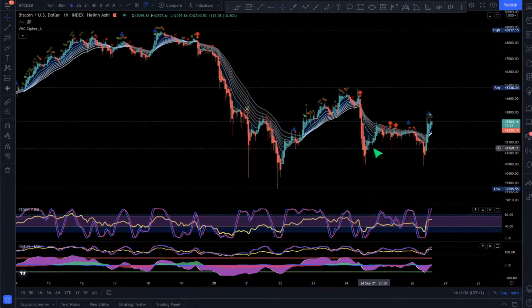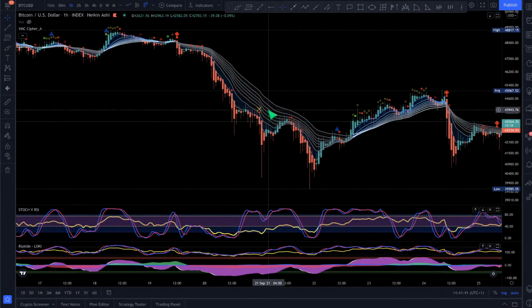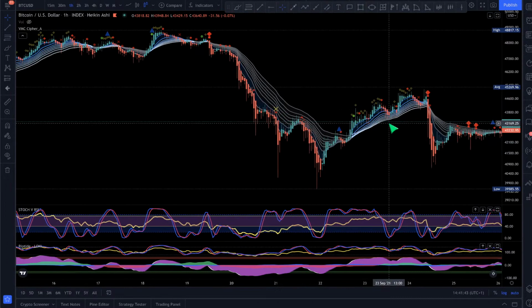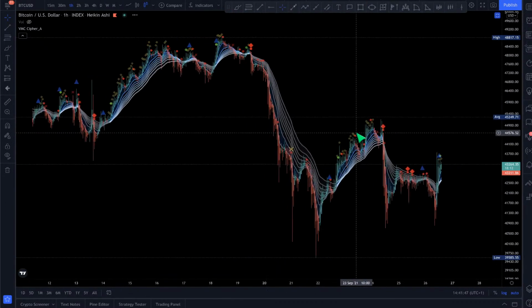And I'm looking at the pattern, and I'm looking at where we are. So these lines here are all moving averages. And you can see this zone here where we are. So I'm going to get rid of this for now. I just want to focus on this area here.